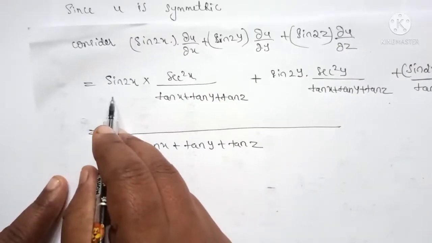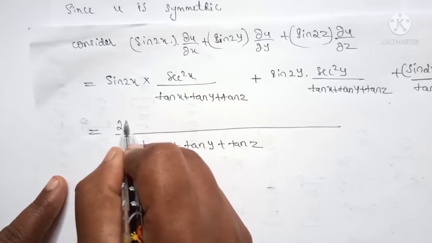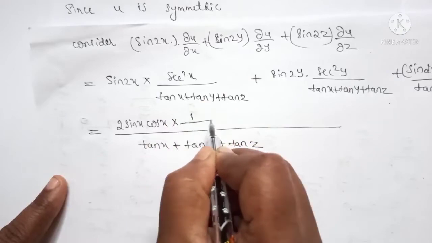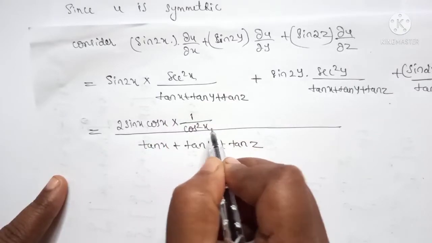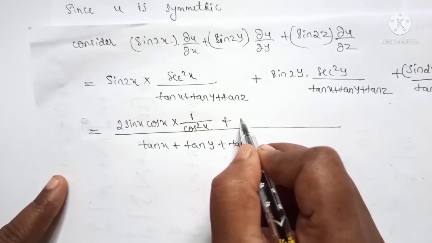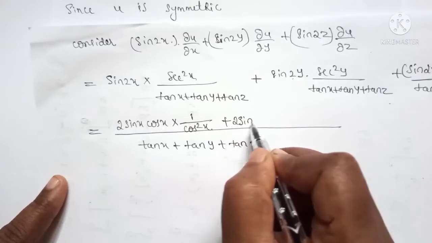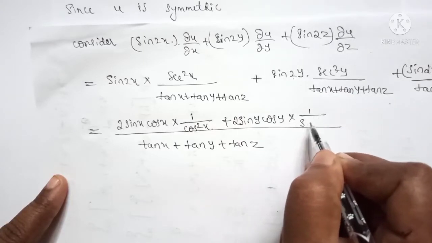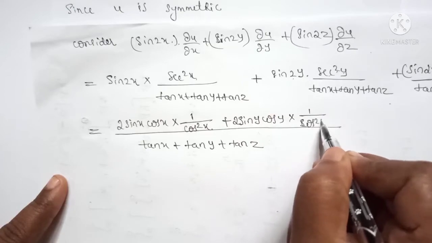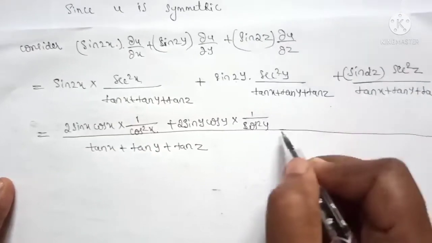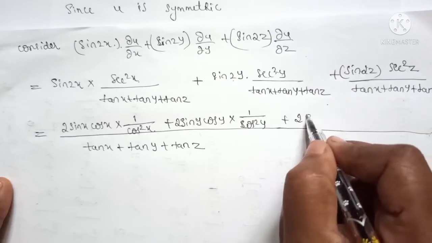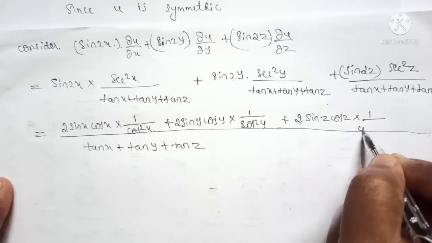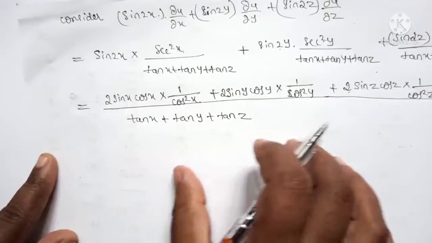Now sin 2θ can be written as 2 sin θ cos θ, and sec² can be written as 1 divided by cos²x. Plus here again sin 2y can be written as 2 sin y cos y into 1 by sec², which is cos²y. Similarly in this term also, it is 2 sin z cos z into 1 divided by cos²z. In the denominator we have taken the LCM.